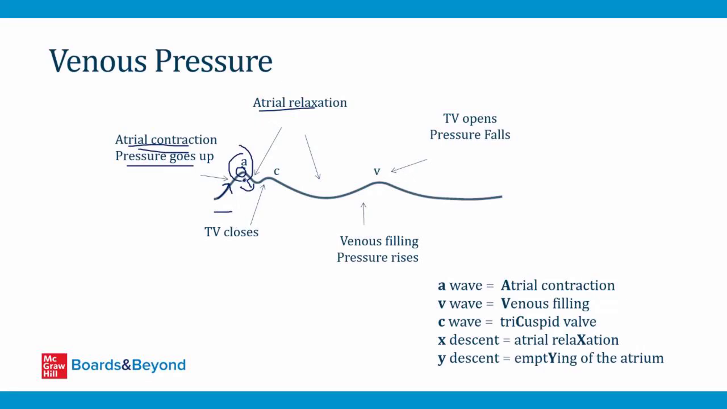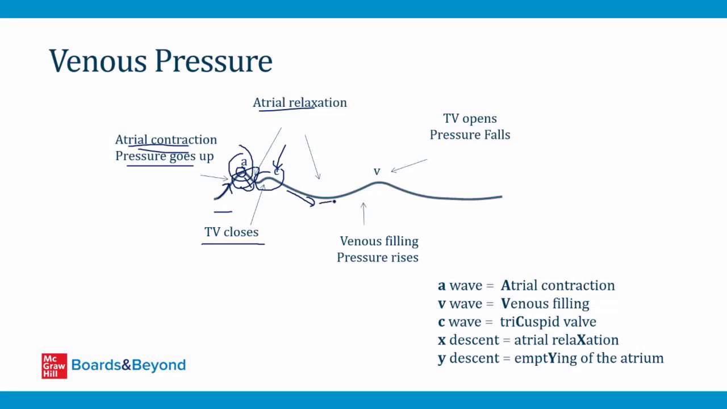As pressure is falling in the right atrium during this portion, eventually it hits a point where the pressure gets so low that the tricuspid valve closes. Remember, when pressure is lower in the right atrium compared to the right ventricle, that will force the tricuspid valve to close. That's what happens right here, and it creates this little bump called the C wave in the venous pressure tracing.